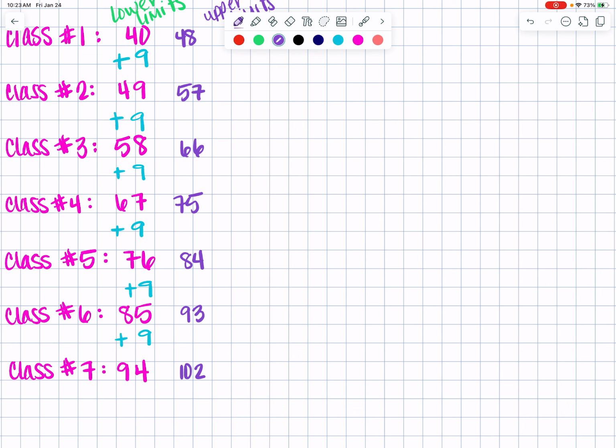Now let's say this was already given to you. The chart's already in there. And question number 15, it's not, but pretend it was, says find the class width of the table to the left.